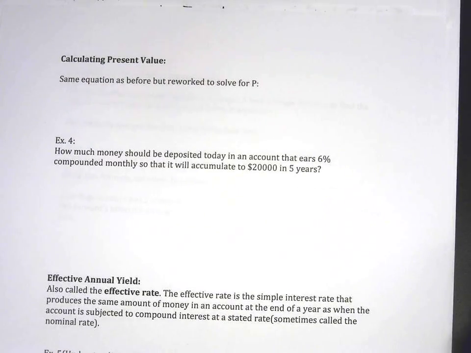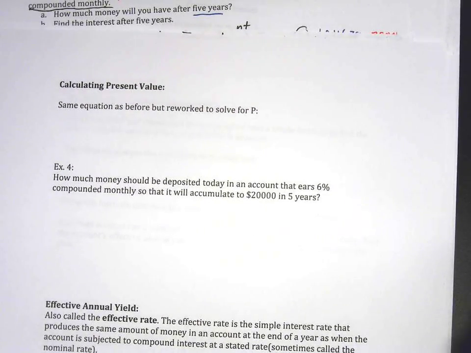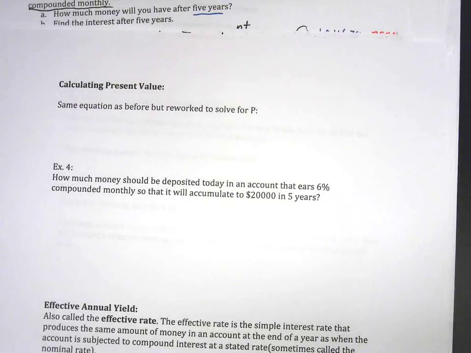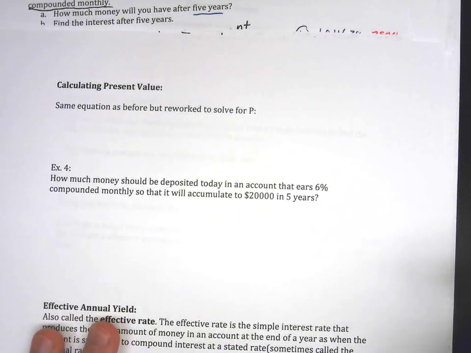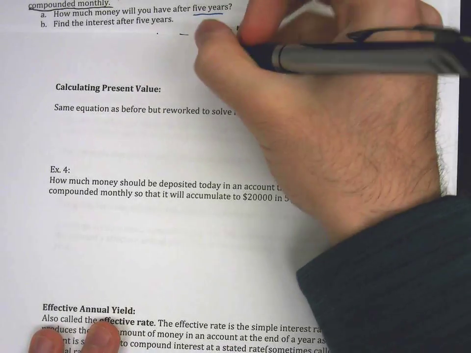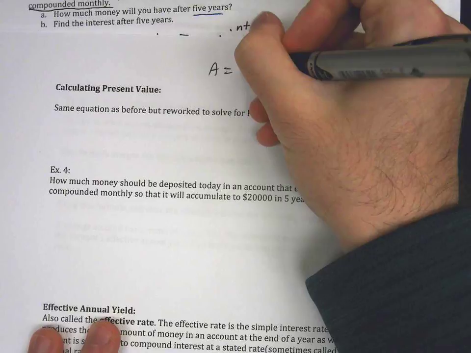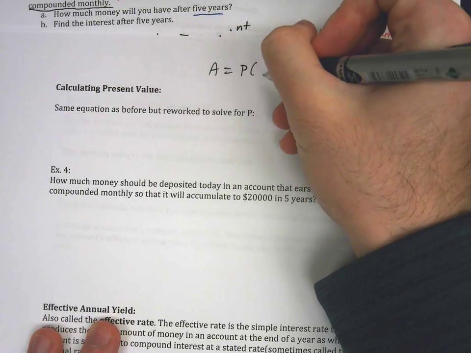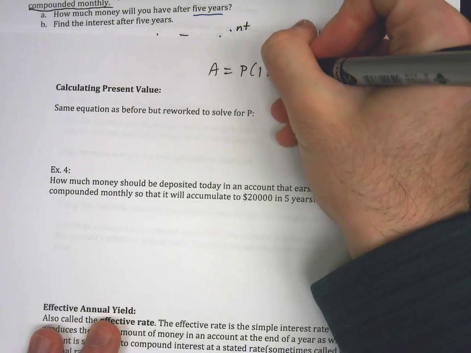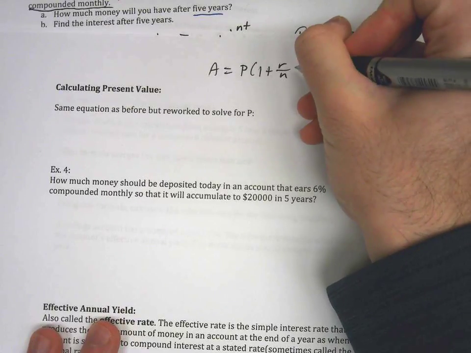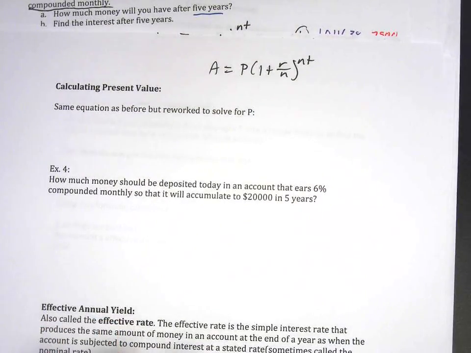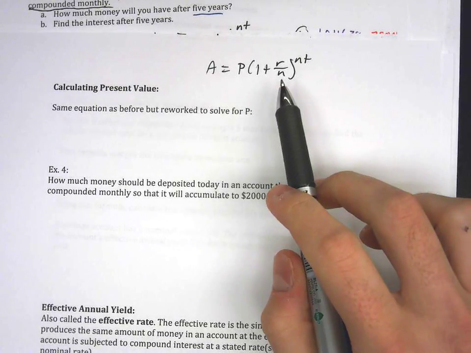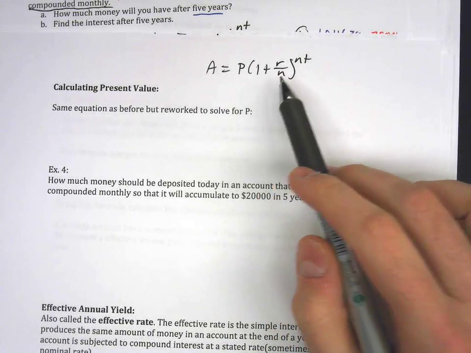Hello everyone. Today we're going to be looking at calculating present value. And calculating present value is actually using the formula that we were using yesterday. I'm going to write this up here above it. So previously we were using A equals P times (1 plus R divided by N) to the power of N times T. That was the formula we were using on Monday and Tuesday.